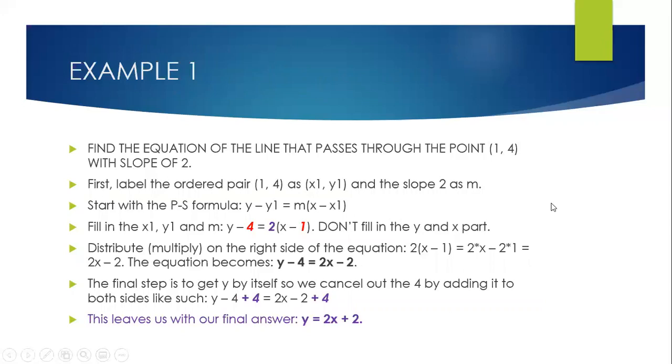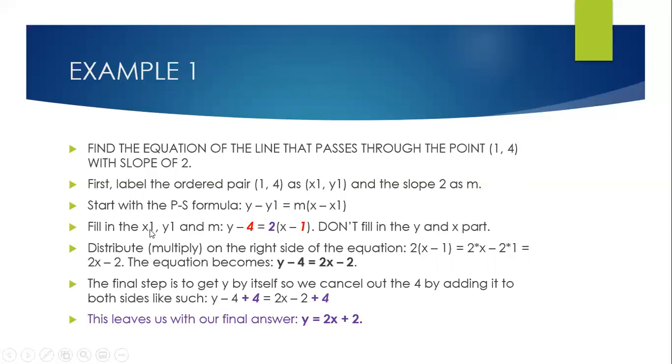Example number 1. I'm going to walk through it in words, then I will show you a picture of the same thing. So the first thing we do to find the equation of the line, that means we're going to use the point-slope formula, because it's the equation of a line that passes through the point 1, 4 with a slope of 2. The first thing we do, we label the ordered pair 1, 4 as x1, y1, and the slope 2 is m. We start with the point-slope formula, y minus y1 equals m times x minus x1.